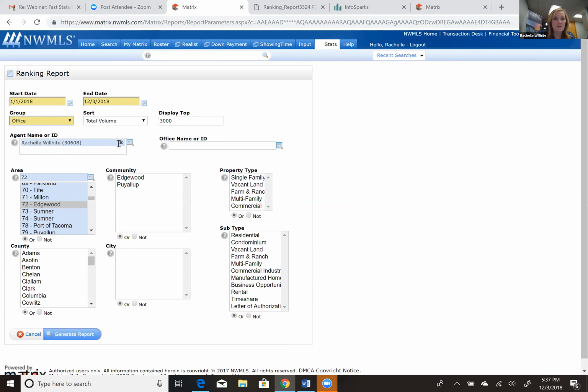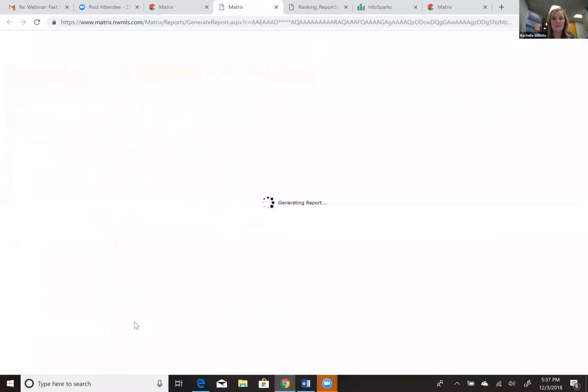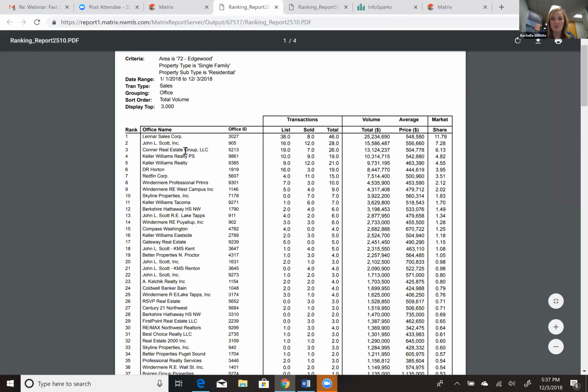And we can limit that to this year, and let's look only at residential single family homes in Edgewood. I could generate a report and I could see all of the top offices in this area of Edgewood and who I am competing with. So Lennar has a pretty good market share in Edgewood. They have a lot of new construction. John L. Scott also is a site agent for a lot of homes in the Edgewood area.